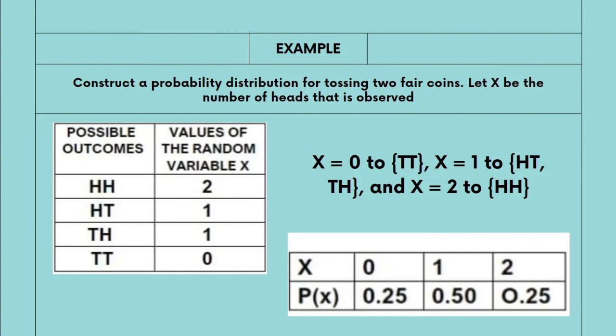Then both the second and third outcomes have 1 head, and then there is no head, or 0, for the last outcome. If we are going to get the probability of no heads from 4 outcomes, the result would be 0.25 or 1/4. Then the probability for 1 head would be 0.50 or 1/2. And the probability of 2 heads to appear would be 0.25 or 1/4 also.